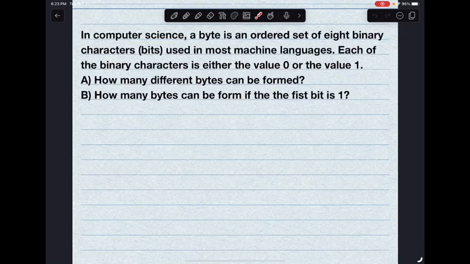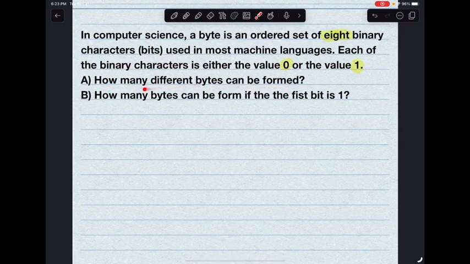In computer science, a byte is an ordered set of 8 binary characters, namely bits, used in most machine languages. Each of the binary characters is either the value 0 or 1. So for values we have 0 and 1, 2 values, and each byte has 8 characters. Now, what is the first part of the question? It asks how many different bytes can be formed.